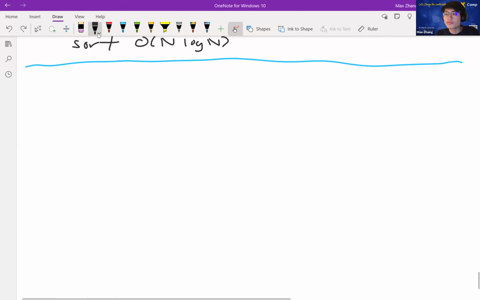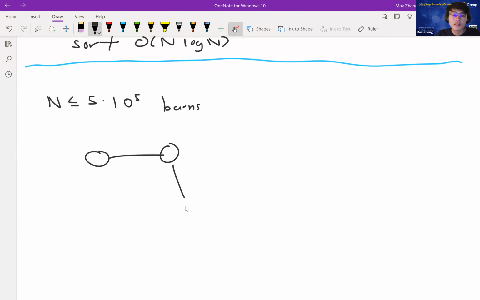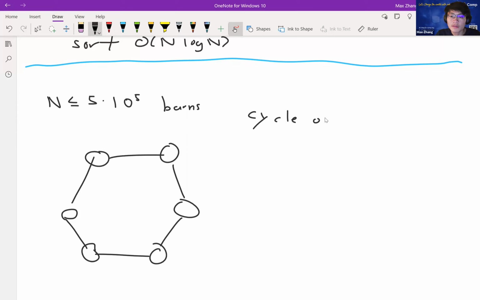All right. So let's move to the second problem now. The second problem was one about labeling barns. We have n less than or equal to 5 times 10 to the 5 barns, and they form some sort of connected network, basically just a graph. Specifically, there's a cycle of length k, where k is less than or equal to n.